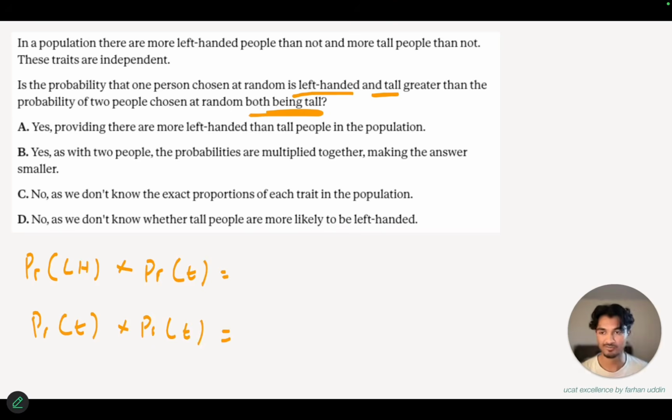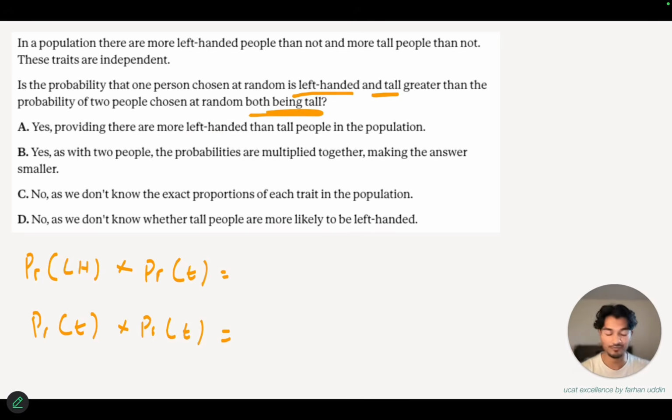Okay. Now, these are just letters. We don't actually know what any of these numbers are. So the gut reaction is to go with no, as we don't know the exact proportions of each trait in the population. And so if you picked C here, then I don't blame you, because you're actually correct. But there is a better answer in this case, and that answer is A, providing that there are more left-handed people than tall people in the population. Because what it's doing is it's imposing a condition, and then only upon that condition does the answer become yes.